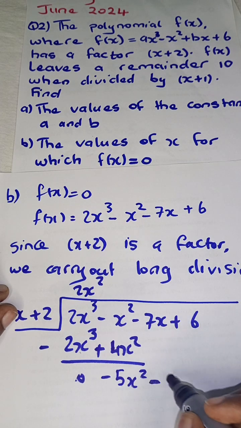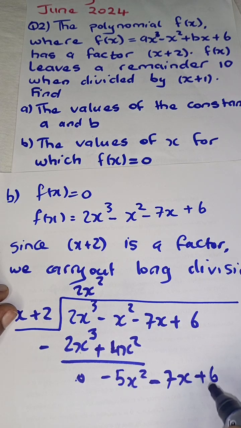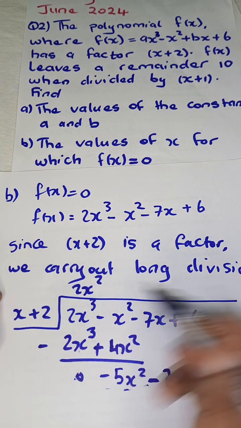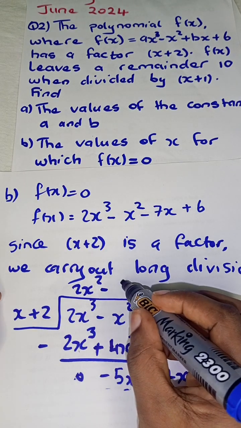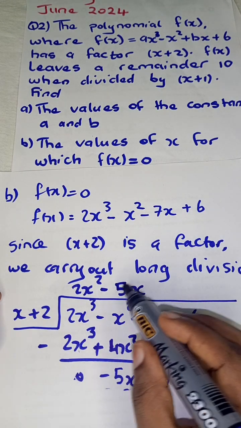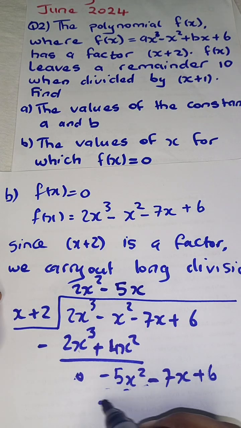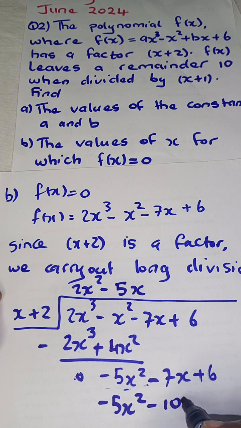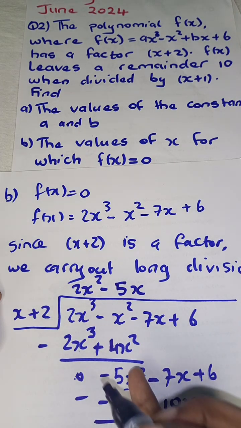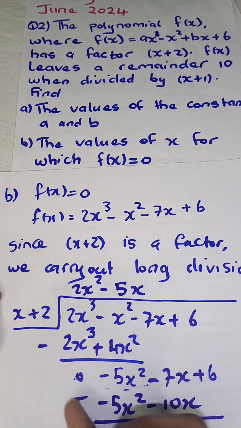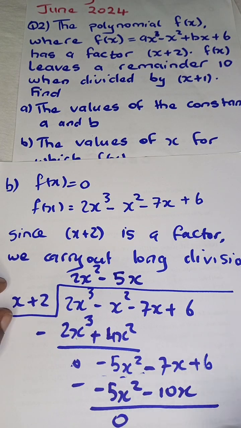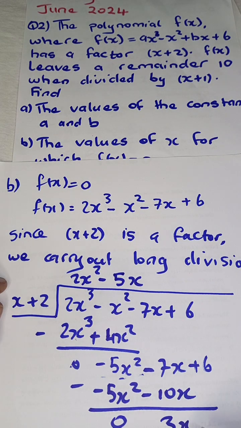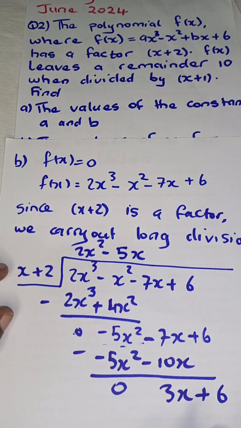Now you bring down the remaining part of the function. You divide again, negative 5x squared divided by x, we are going to have negative 5x. Now you multiply: negative 5x times x gives us negative 5x squared. Negative 5x times 2 gives us negative 10x. Again, we subtract this minus this gives us 0. Negative 7x minus negative 10x gives us 3x. Now you bring down the other part of the equation, that will be plus 6.